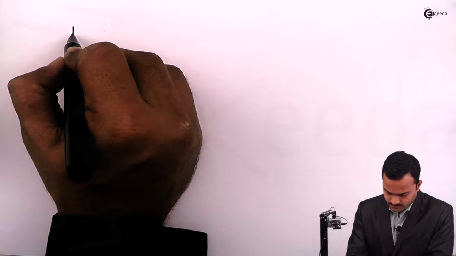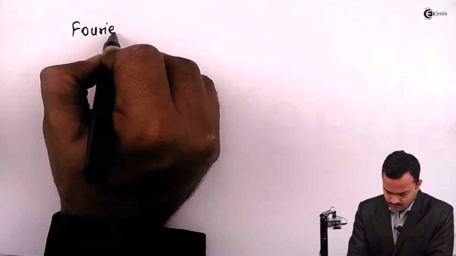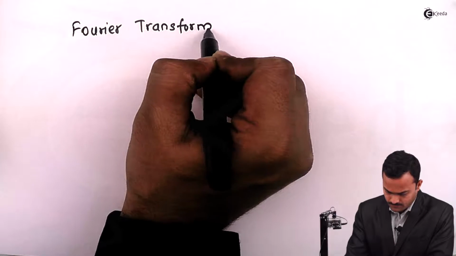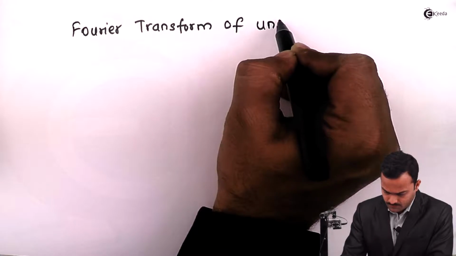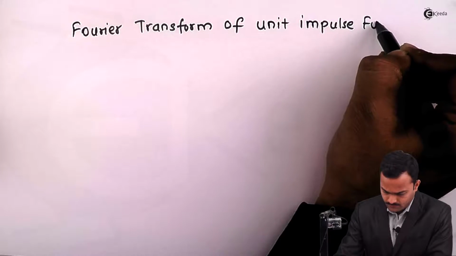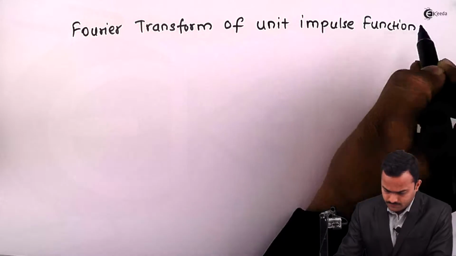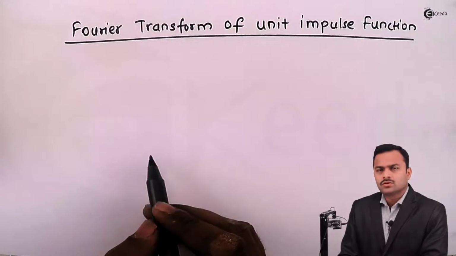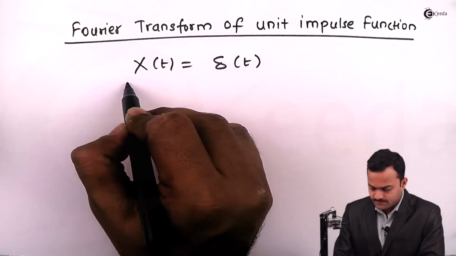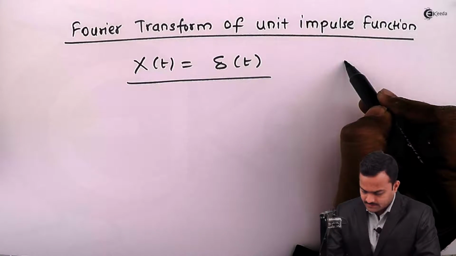Hi students, in this video we are going to see a Fourier transform of a standard function, that is the unit impulse function. So we are considering a signal x of t the same as a unit impulse function delta t, which is represented like this.